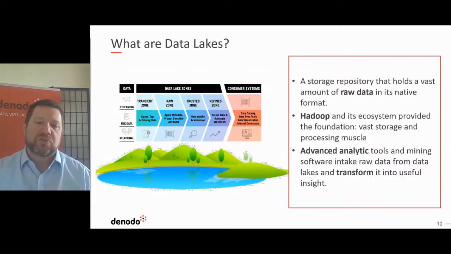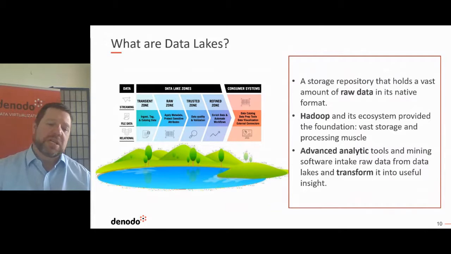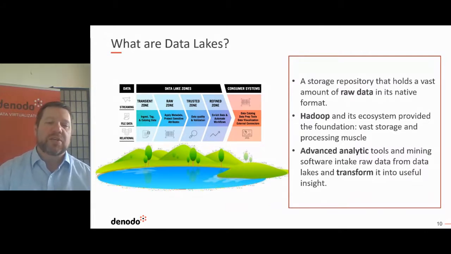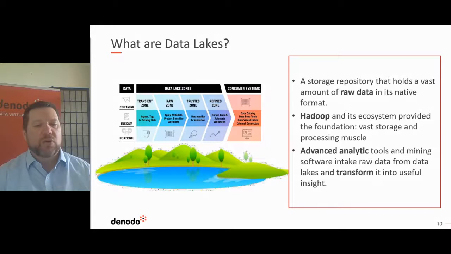Though we still find that Hadoop is the foundation for the ecosystem that allows you to build up this vast storage and processing environment. And it provides an analytical environment. So the tooling and understanding and software to take all this raw data, understand it, use it, and come up with an outcome. It's great. Sounds like the answer.